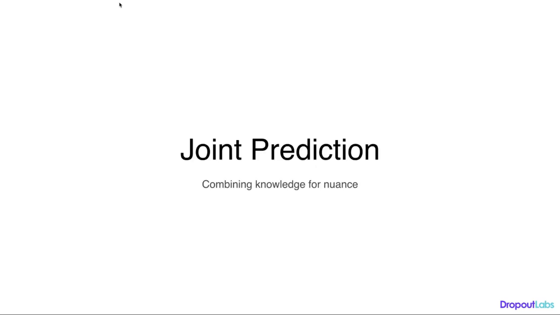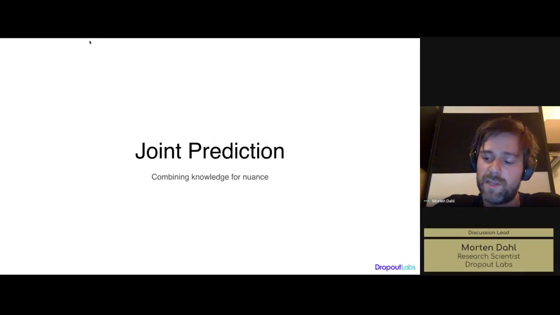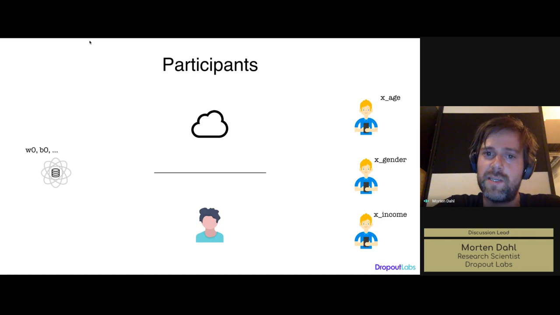Okay, but then we can also do some more interesting stuff. So this was just running a prediction, but we can also consider joint prediction. So that's where we say that now the data from a user doesn't actually come from one user. It can come from several users. So this is our setup.